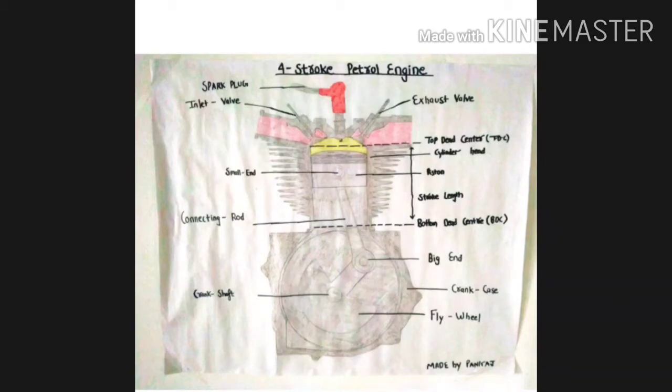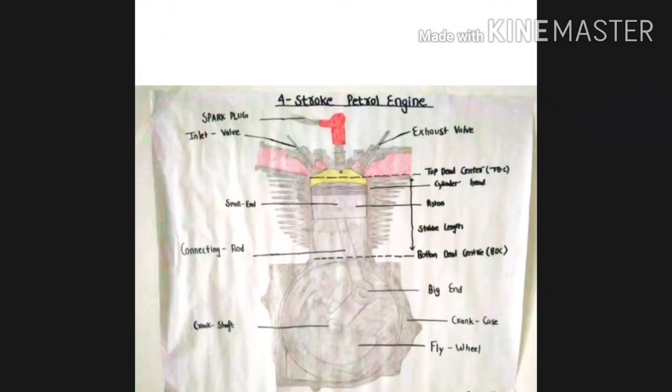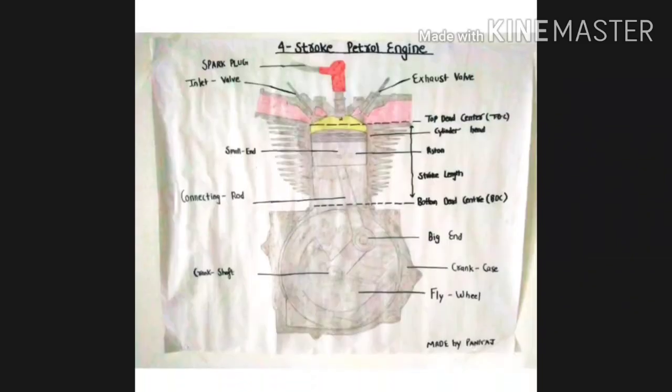Then we discuss the small end. The gudgeon pin and the connecting rod are attached with each other with the help of a connector, and this connector is known as the small end. This is the piston. You have to see it in your presentation. This is the piston.